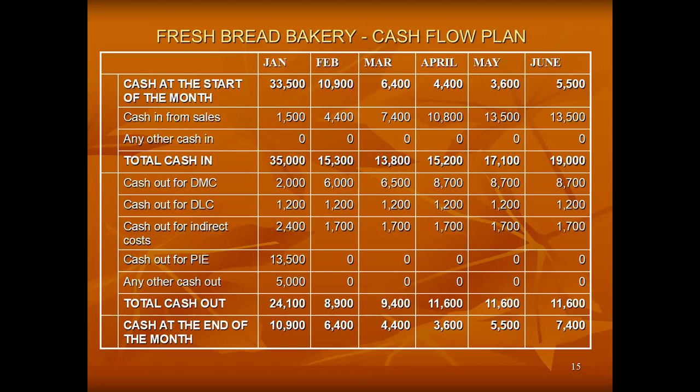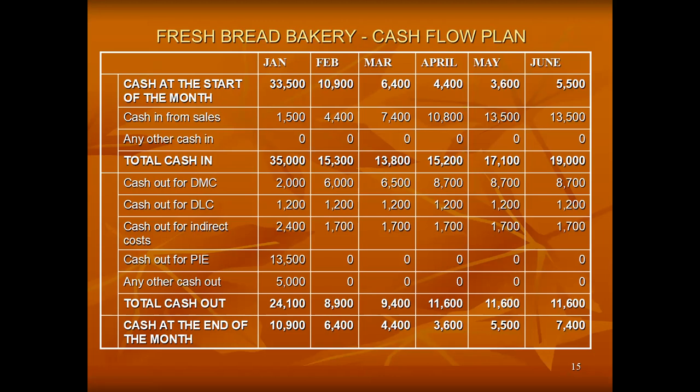This arrangement is critical. Do not place one above the other. This arrangement is the standard arrangement. All right. Then your total cash out is 24,100. Now subtract 24,100 from 35,000 naira and you get 10,900.